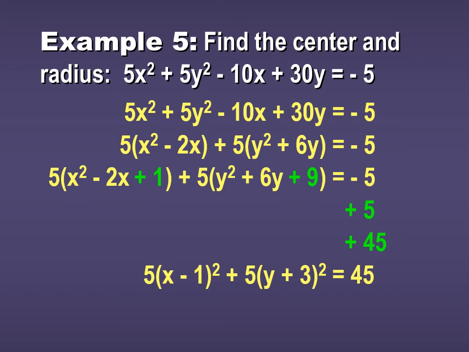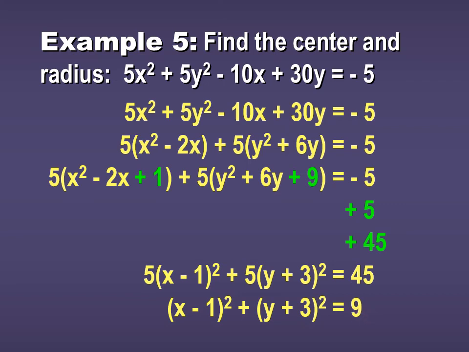All right, so this is where we end up. The next thing we have to do is get rid of these coefficients. So we're going to divide every term by 5. So this divided by 5 leaves us just x minus 1 squared. This term divided by 5 leaves us y plus 3 squared. And then, of course, 45 divided by 5 leaves us 9.